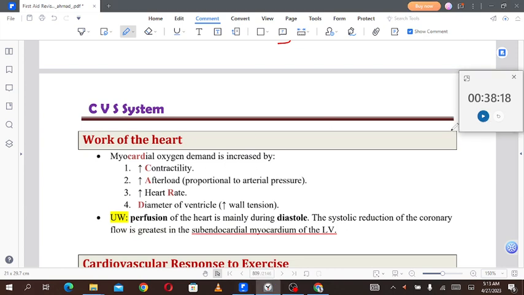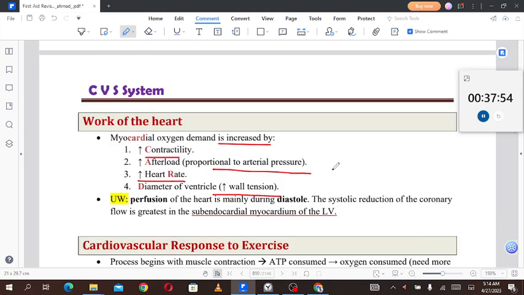Now we'll talk about the work of the heart. The myocardial oxygen demand is increased by increased contractility, increased afterload proportional to the arterial pressure, and increase in the heart rate. The diameter of the ventricle will increase the wall tension. There is some formula, that formula is called the Laplace law, and there are different versions of Laplace law. I never understood why there are so many versions of that. But the diameter increases the wall tension. So all of these things are increasing the myocardial oxygen demand, and resultantly they are increasing the work of the heart.